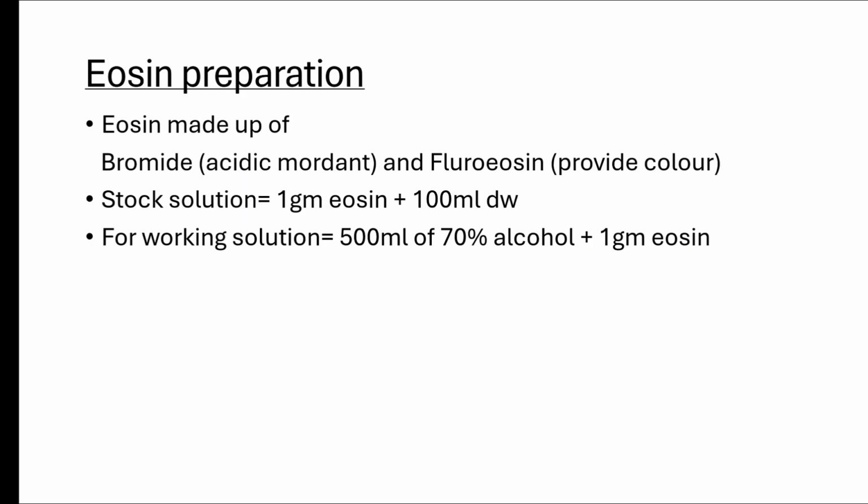Then eosin preparation. Eosin is made up of bromide, which is an acidic mordant, and fluorescein, which provides the color. For the stock solution, we use 1 gram eosin in 100 ml distilled water. For the working solution, we use 500 ml of 70% alcohol and 1 gram eosin.